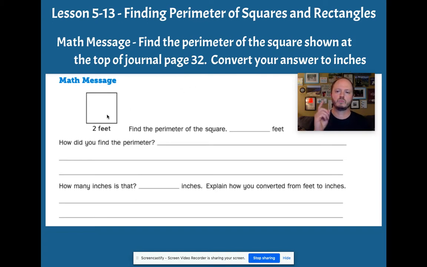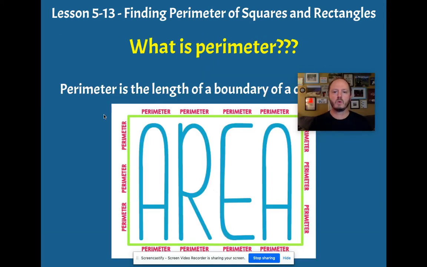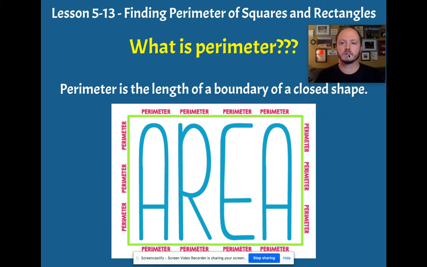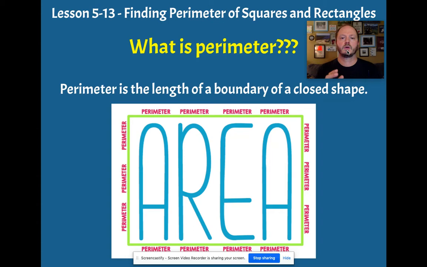So, what is the perimeter of this square? Or a better question would be, what is perimeter? And perimeter is the length of a boundary of a closed shape. So it's essentially you take the measurement of every edge, and you add it up.